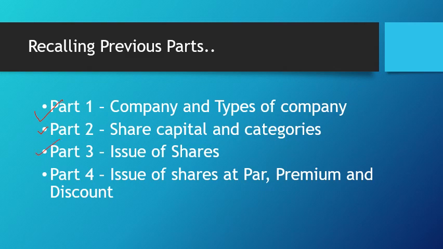And in part 4, we have seen how to issue shares at a premium, at par, or at a discount, and the accounting treatment to issue shares at premiums and discounts. So as of now we have completed 4 parts or 4 classes. If you still don't remember those classes, just go through these previous videos, and later, once you have clarified all these 4 classes, let's move on to part 5.